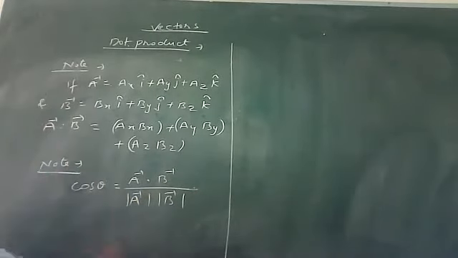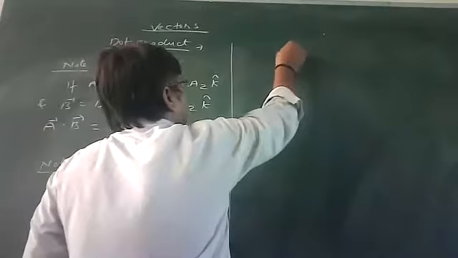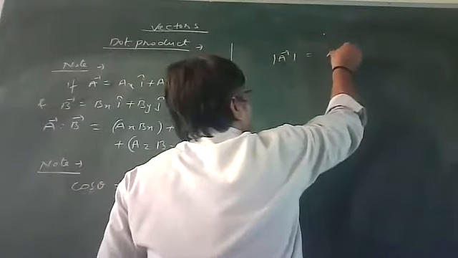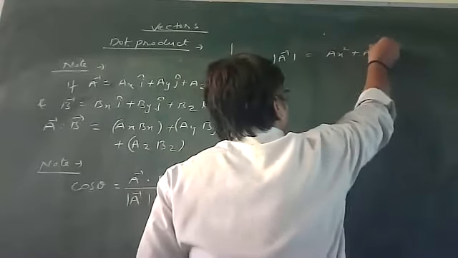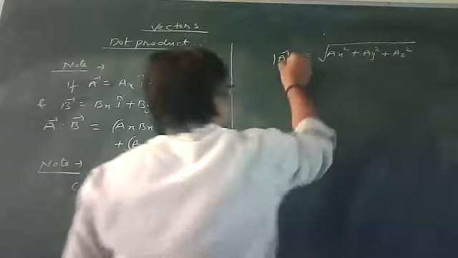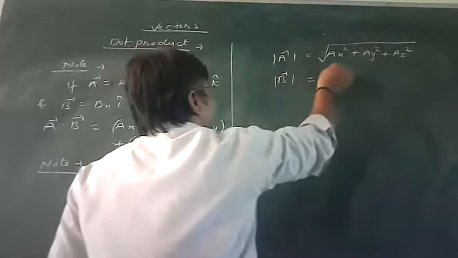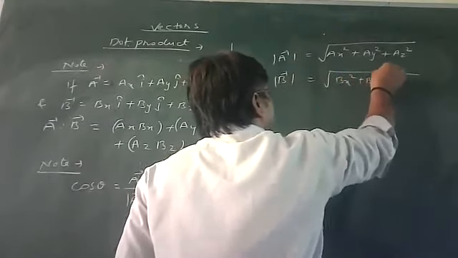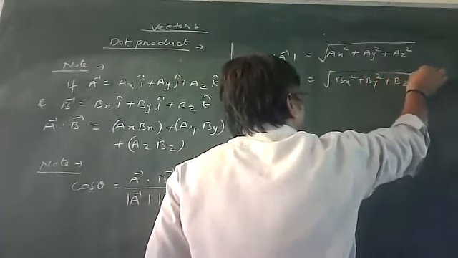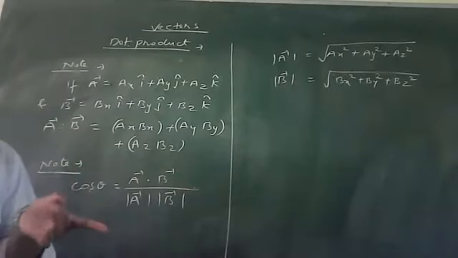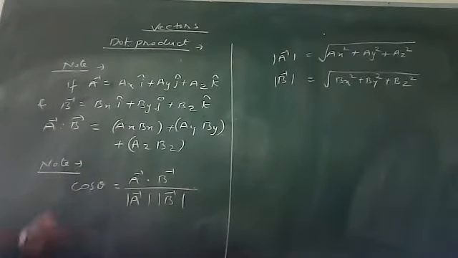How will you calculate the modulus of a vector? I'm taking this vector. Then what is the modulus of a vector? It is the square root of ax square plus ay square plus az square. What is the modulus of b vector? That you will get as the square root of bx square plus by square plus bz square. This is the way to calculate the modulus of a vector. A dot b we have discussed, that is ab cos theta. In this manner, we can find the value of theta. Theta will be cos inverse.